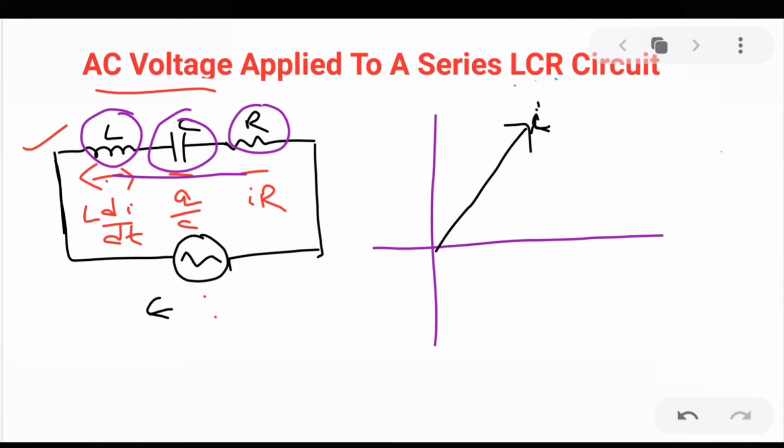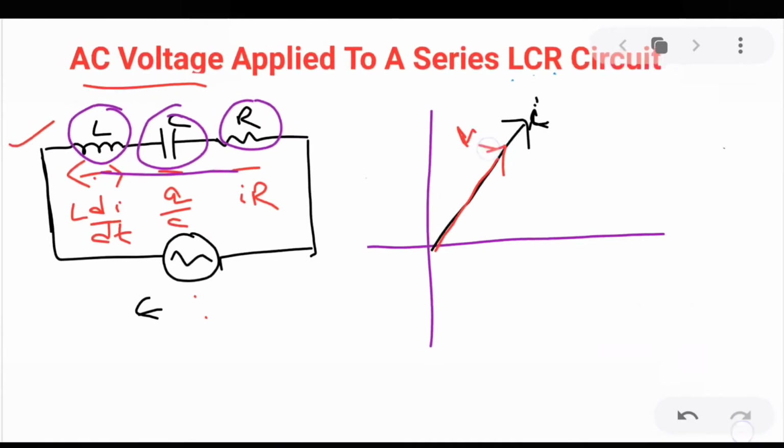Now voltage across resistor. The voltage drop across the resistor is in the same phase with the current. So that means this will be VR, the voltage drop across the resistor. Now the direction of current is fixed. We know that for a capacitor, voltage lags current by phase angle of 90 degrees. So that means VC will be in this direction. This is VC, and this angle is 90 degrees.